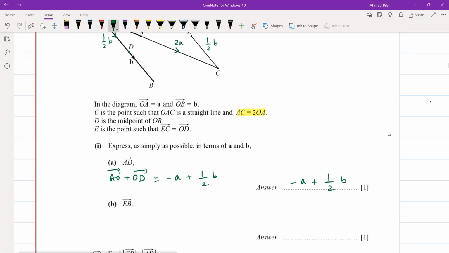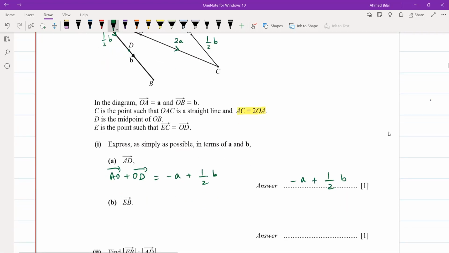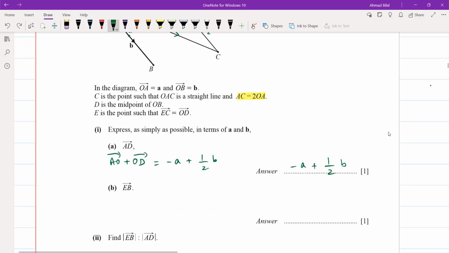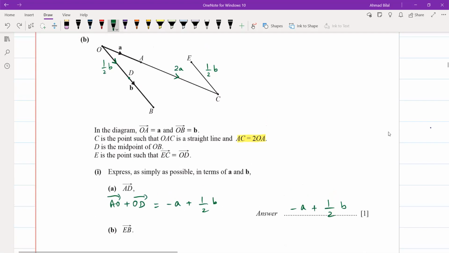So that's your result here, minus A plus half B. Okay. Then it says EB vector find करना है. E से start करना है और B पे जाना है. So अच्छा, इस point से start करना है और इस point B पे पहुंचना है. तो आप वो पूरे path को follow कर लो, E से लेकर B तक, right?